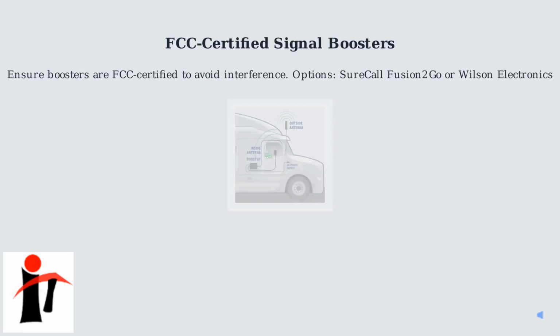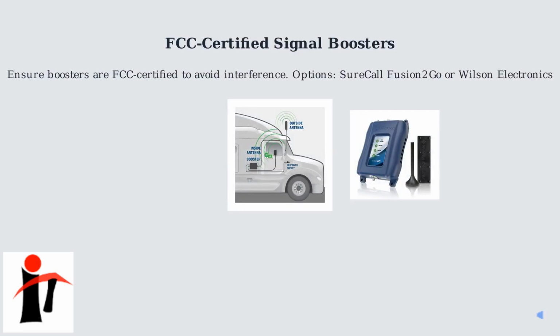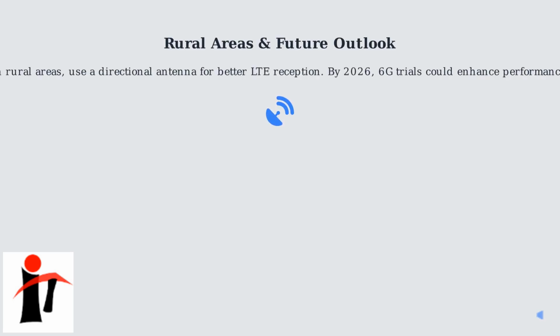Ensure any booster you use is FCC certified to avoid network interference and fines. Consider options like the SureCall Fusion 2Go or Wilson Electronics boosters. In rural areas, a directional antenna can improve LTE signal reception.